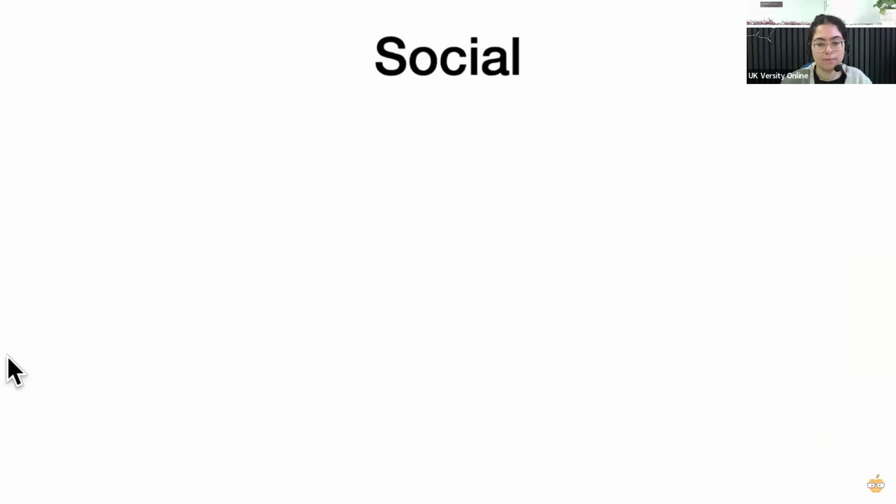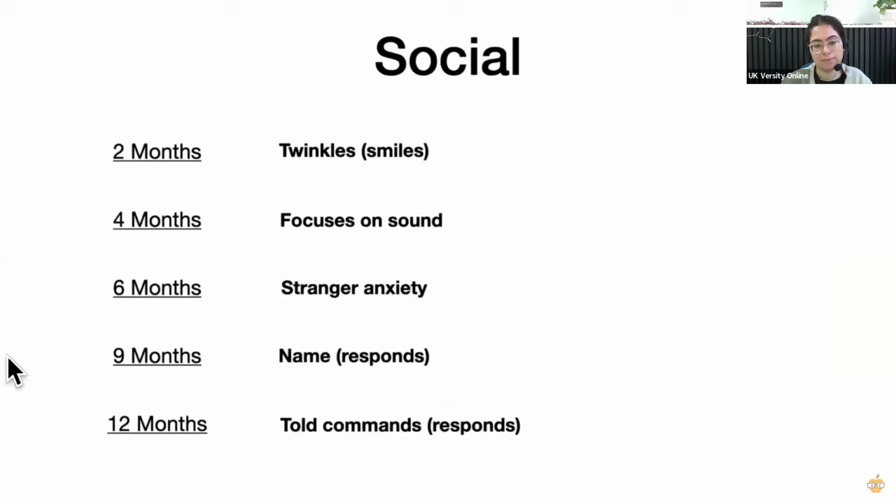Social. At 2 months old, they can twinkle, which means to smile. At 4 months old, they can focus on which direction sound is coming from, so they orient to the sound. At 6 months old, they have stranger anxiety. At 9 months old, they respond to their name. And at 12 months old, they respond to commands.